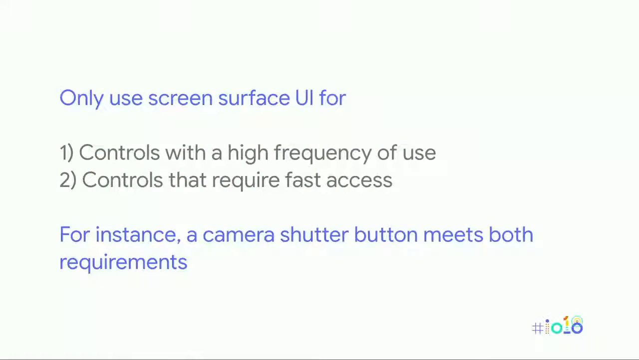So our recommendation is that you only really leverage on-screen surface UI for things like controls that have a very high frequency of use, or controls that require very fast access. A camera shutter button is the perfect example of something that hits both criteria, where in a camera, you're obviously taking lots of pictures, and also you want to take pictures very quickly. But imagine if you're playing a game and there's some ability to fire or something, that would be a good candidate for an on-screen control, because you're both hitting that button a lot, and also you need to get to that button very quickly.